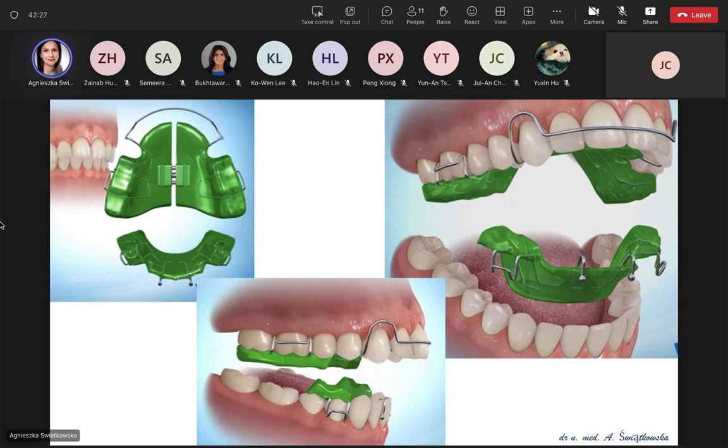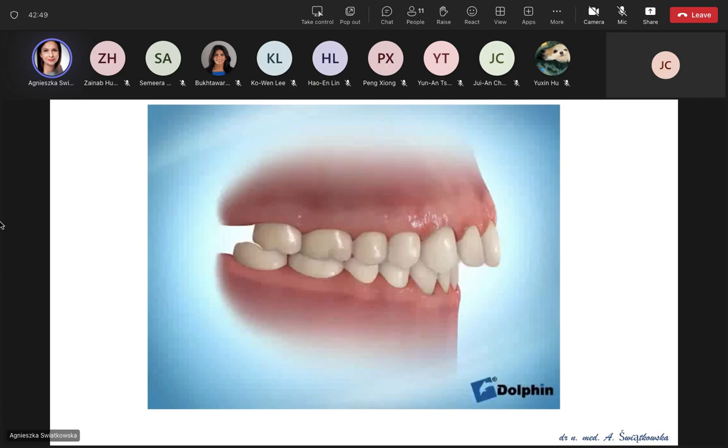Here you can see this kind of appliance. We have a lot of functional appliances. You will study about these appliances in the 5th year. But this kind of appliance is nowadays the most comfortable appliance. That's why I'm showing you this kind of appliance. Okay, and how does this appliance work?